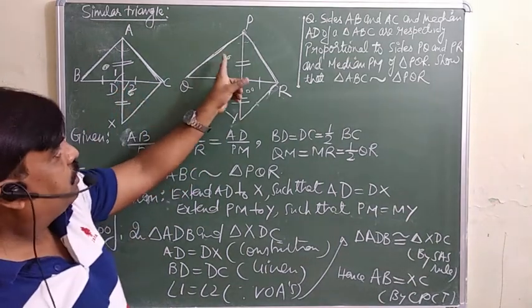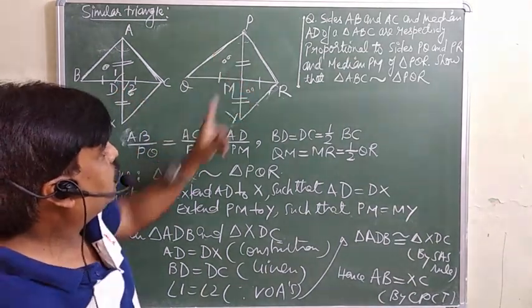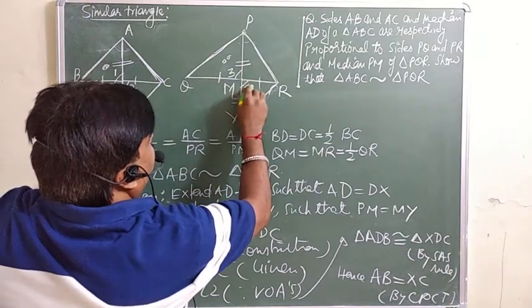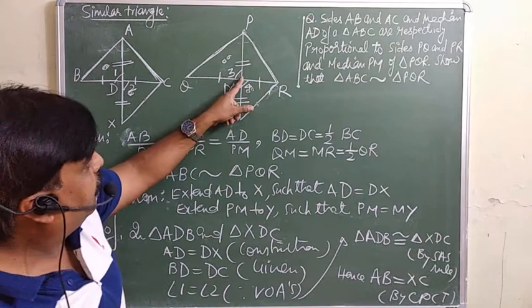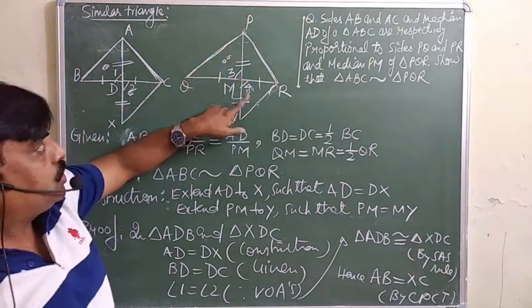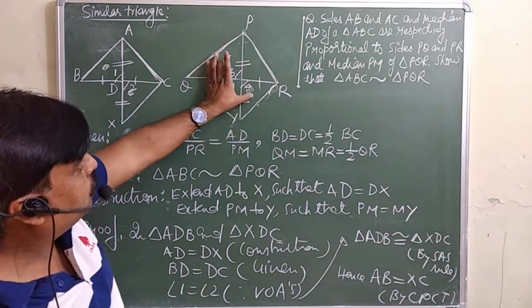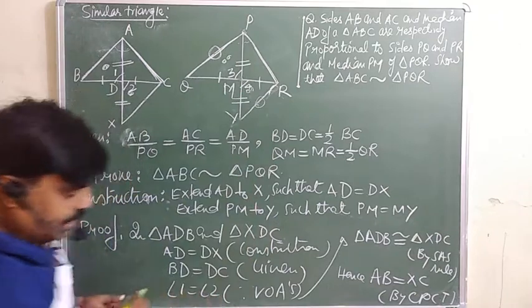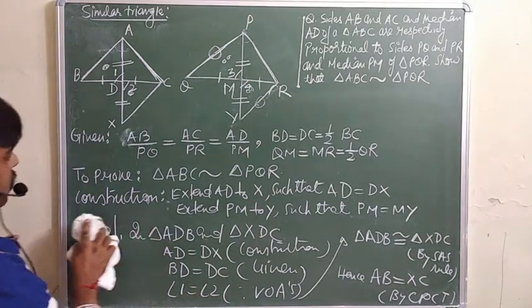And similarly, here we can make these two triangles congruent. You can say this is angle 3 and this is angle 4. Here QM is equal to MR is already given, PM is equal to MY we are doing in the construction, and angle 3 is equal to angle 4. So you can say both the triangles are congruent. Then this side will be equal to this one, so we can write that down.